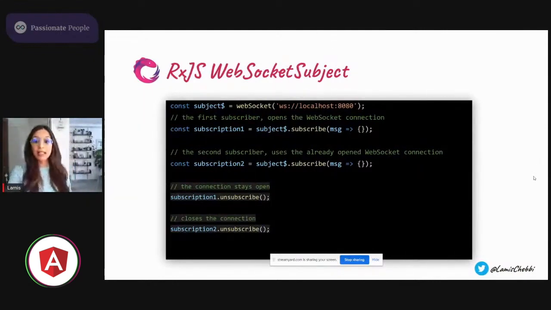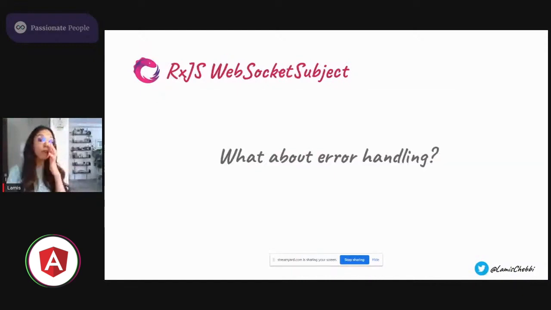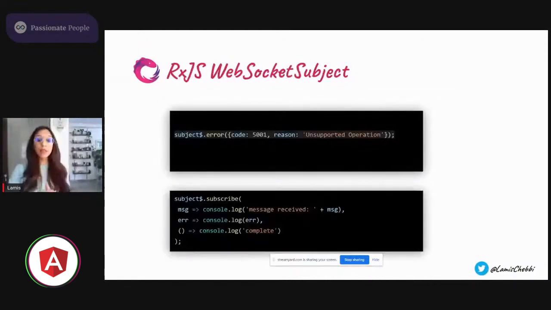That's concerning the unsubscription and the release of the connection. Now, what about error handling? As we are working with a regular subject, in order to notify the server that an error occurs for whatever reason, you just call the error method and give it a special kind of object which takes two parameters, the code of the error and the reason. This way, the server is notified that an error occurs.